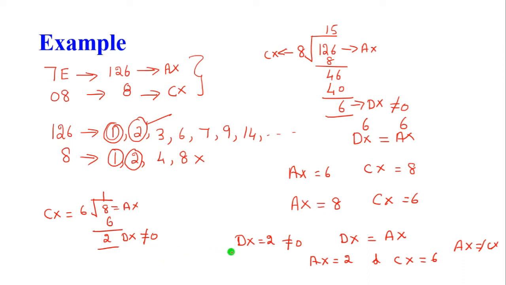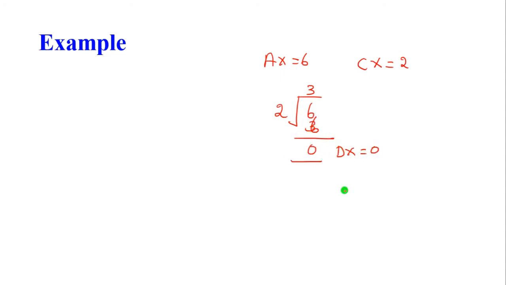Exchange means now the ax register's value becomes 6 and the cx register's value becomes 2. Now we are going to perform the division of these two numbers. 6 divided by 2 is 3. Here the remainder is equal to 0, so the dx value is equal to 0.